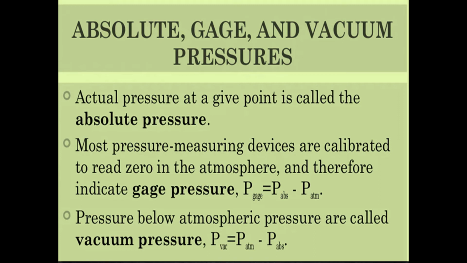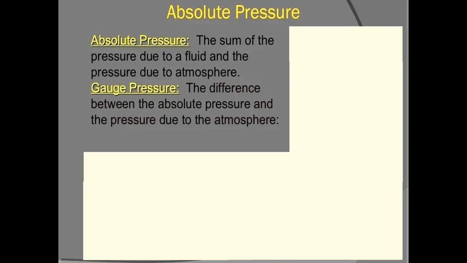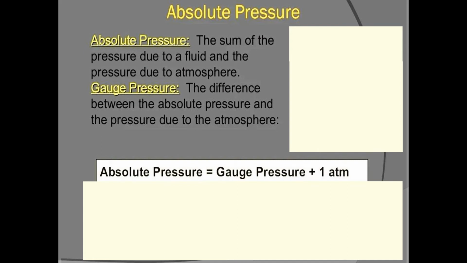The pressure below atmospheric pressure is called vacuum pressure. Hence, vacuum pressure is equal to atmospheric pressure minus absolute pressure. With regards to absolute pressure, it is the sum of the pressure due to a fluid and the pressure due to the atmosphere. The gauge pressure is the difference between the absolute pressure and the pressure due to the atmosphere. Therefore, absolute pressure is equal to gauge pressure plus the atmospheric pressure.